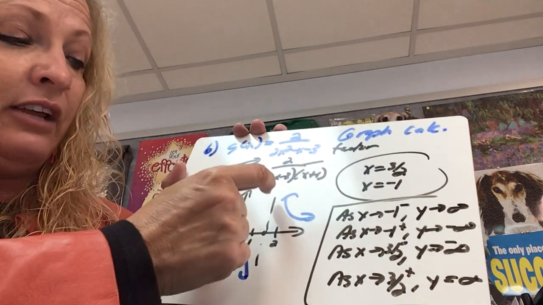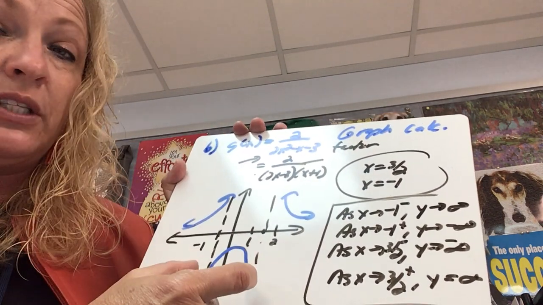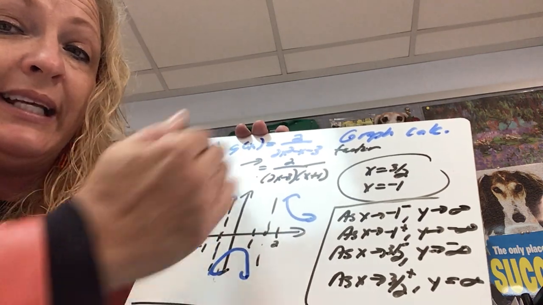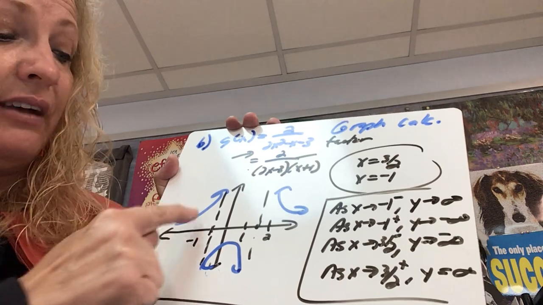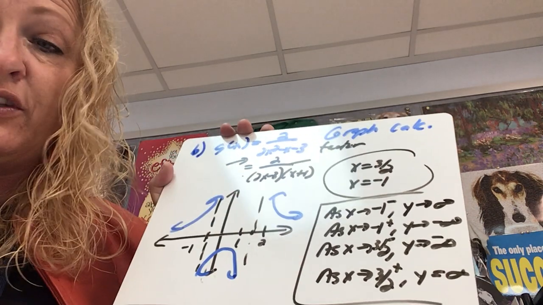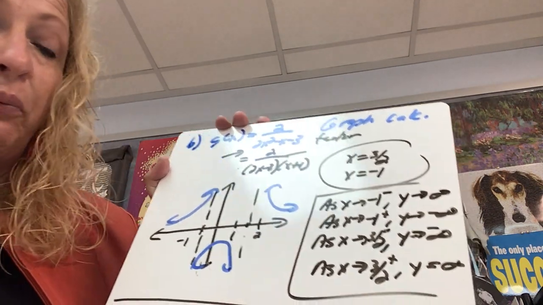But ladies and gentlemen, if you know you have two asymptotes here, an asymptote is breaking this graph apart. So if I have two vertical asymptotes, that means I definitely have 3 curves in this graph. So that is also a predictor.